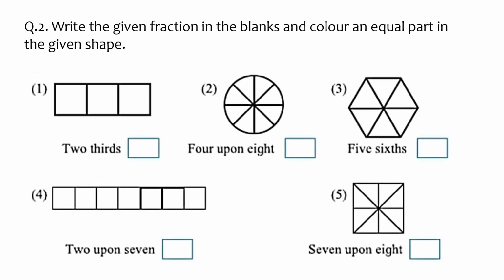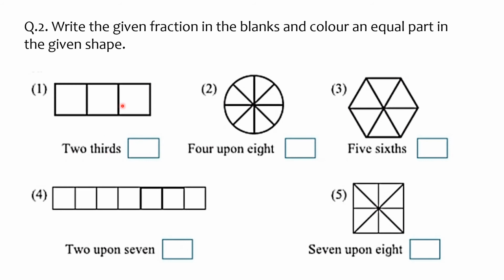Question number 2. Write the given fraction in the blanks and color an equal part in the given shape. Students, here the fraction is given in words. 2/3 means 2 will come in the numerator above the line, and thirds means 3. 3 will come in the denominator.